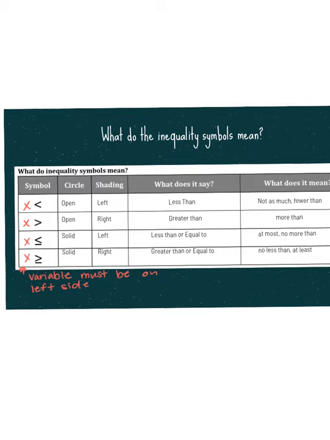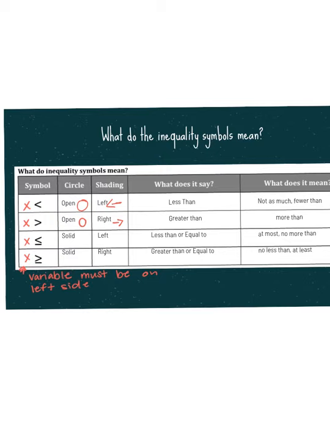Okay, so our top one says x is less than. So when it's less than, we're going to keep our circle open. Okay, and then we're going to shade to the left. That means it's less than, not as much or fewer than. Okay, the next one down says x is greater than. It's still just greater than, so we're going to keep it open. If it's just greater than or just less than, we keep it an open circle. And then we're going to shade to the right.